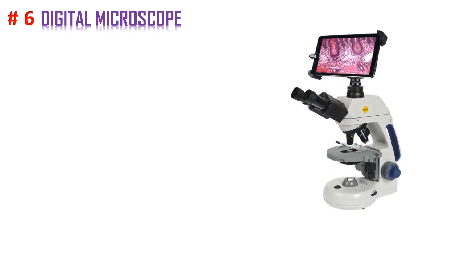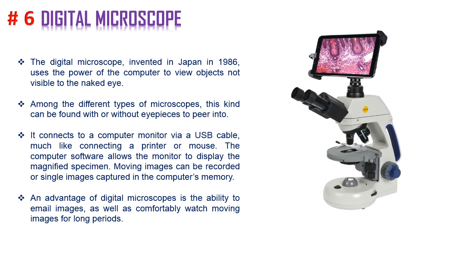And number 6 is digital microscope. Digital microscope is an advanced microscope invented in Japan that uses the power of a computer to view objects not visible to the naked eye. Among the different types of microscope, this kind can be found with or without eyepieces to peer into.